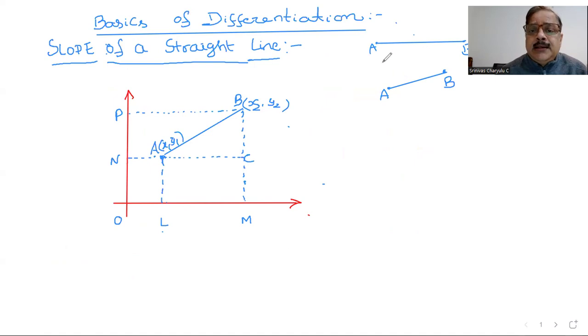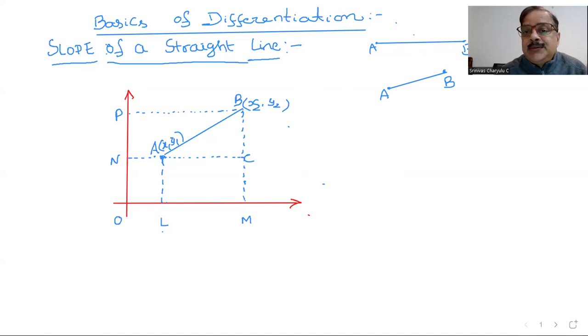What is a straight line? A join of two points in the given coordinate system. Let us say A, B I have joined here. This is a straight line. This is also a straight line. Now, what is meant by slope here? Slope is nothing but, with respect to A, how high the point B is. If you know that, you will get to know the slope.